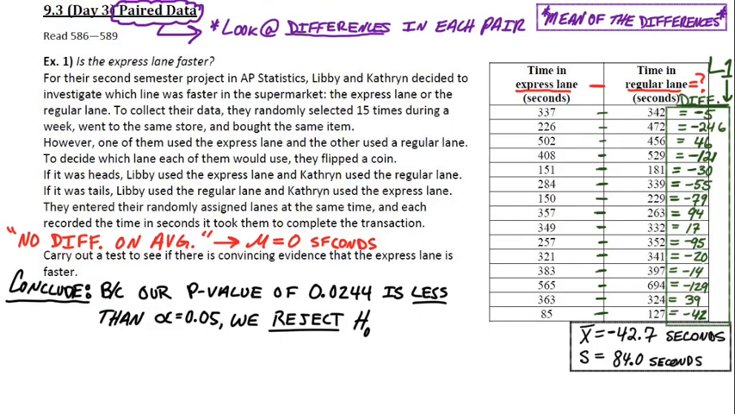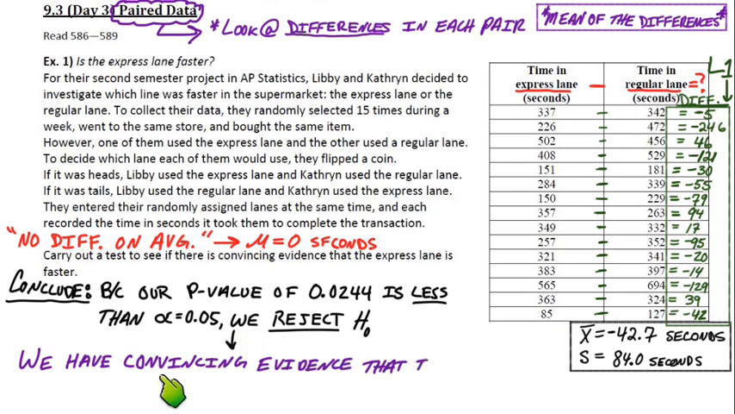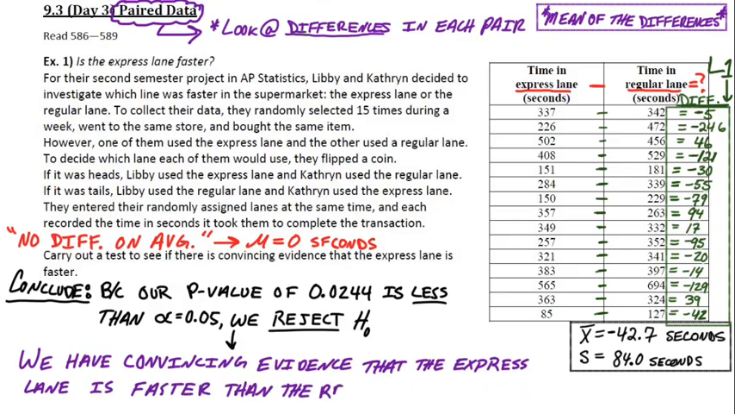So that's great, and that's half the story. We need to conclude that in context. So can we summarize that in context? So if you're rejecting the null, if you're rejecting this claim, which claim are you supporting, right? Well, basically we have convincing evidence that it's not 0. In fact, it's less, there's less time spent in the express lane. So we have convincing evidence that the express lane is actually faster than the regular lane.